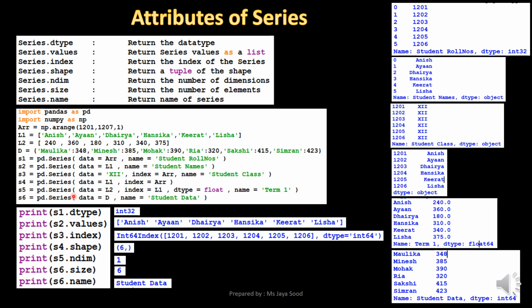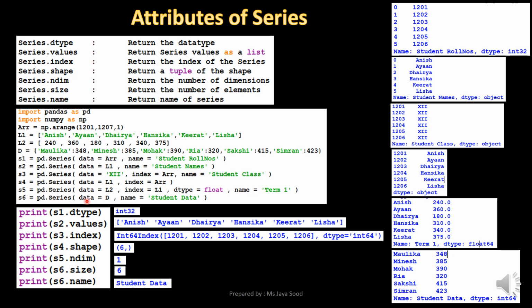S5 is a series which is created by passing a list of marks L2 as the data and the list of names L1 as the index. The statement print s5.ndim will print 1 since the series is a one-dimensional object.